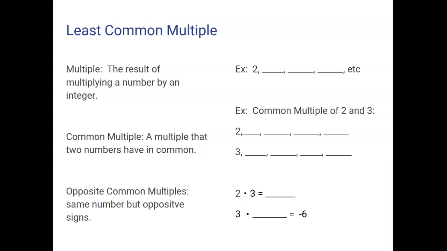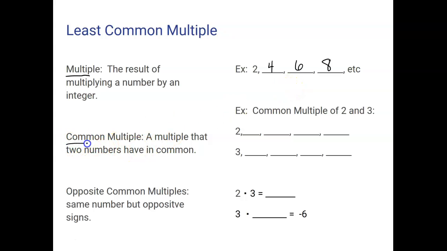We're going to start by learning about the least common multiple. Let's start with the definition of multiple. A multiple is the result of multiplying a number by an integer. So for example, 2 times 1 is 2, 2 times 2 is 4, 2 times 3 is 6, 2 times 4 is 8, and so on. 2, 4, 6, and 8 are all multiples of 2.